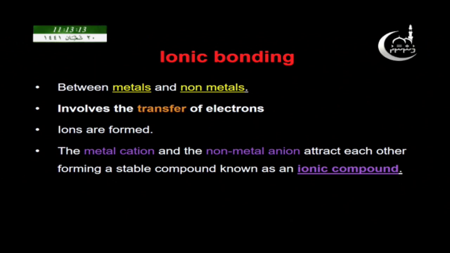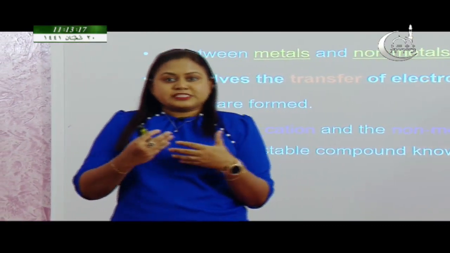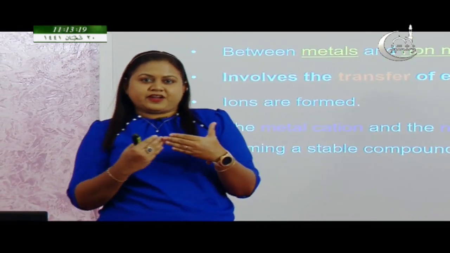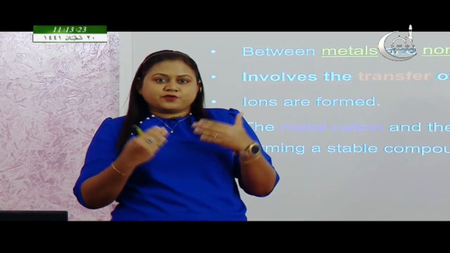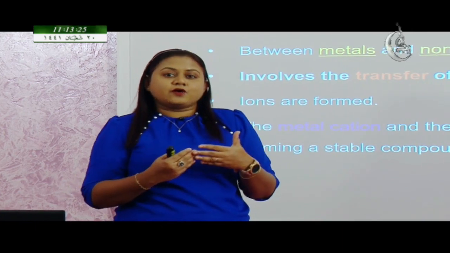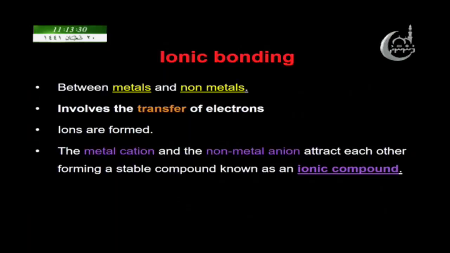Now, when there are 2 particles which are oppositely charged, you know from physics even there will be a force of attraction between them. Now, in chemistry we call this force of attraction between the ions as electrostatic force of attraction. Okay? So, the positive ion which is the cation and the negative ion anion will have a force of attraction, and that forms a compound which is known as an ionic compound.